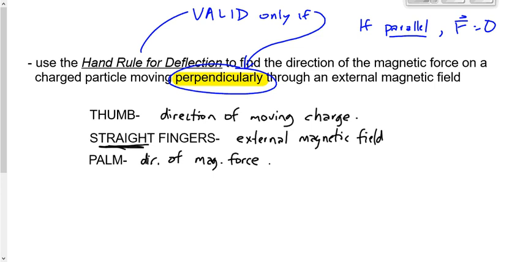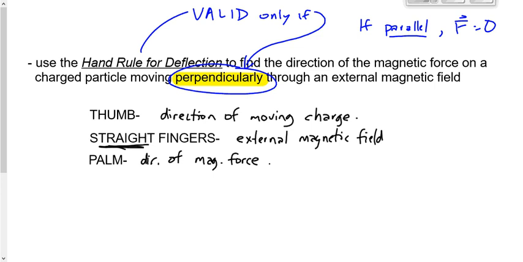If they're perpendicular, there is a force, and you have to find its direction by using the hand rule for deflection. If they're not parallel or perpendicular, in other words, if the charged particle is moving this way, and the magnetic field is 37 degrees from it, there is a way, but we're not going to learn about it in Physics 30. So there's an infinite number of possibilities, but for you in Physics 30, only 2, perpendicular or parallel. If they're perpendicular, use the hand rule for deflection. If they're parallel, there is no force. The force is 0. Got it?